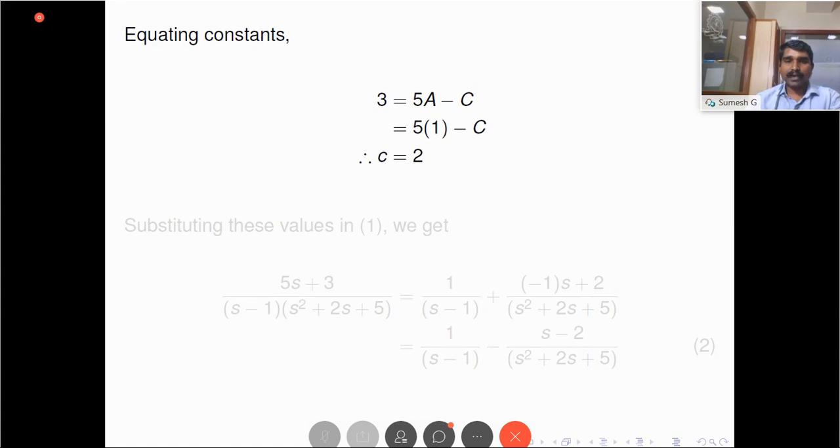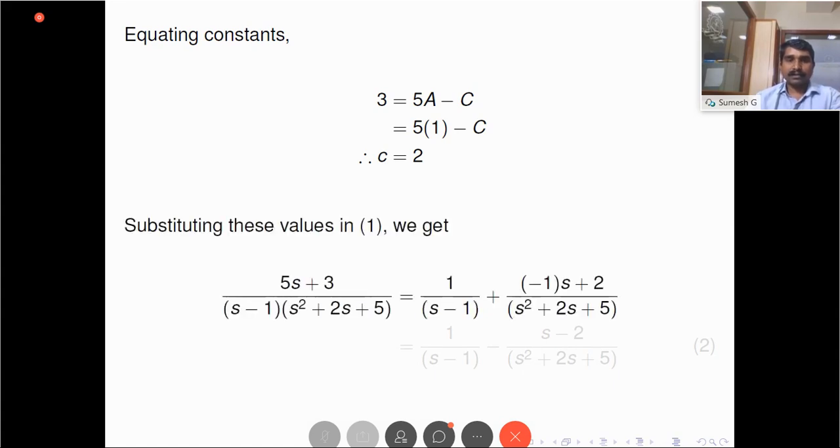Now substituting these values, we get 5s plus 3 followed by s minus 1 into s square plus 2s plus 5 equal to 1 by s minus 1 plus minus 1 into s plus 2 followed by s square plus 2s plus 5. In the second term we can take the minus outside. So we get the expression as equation 2.